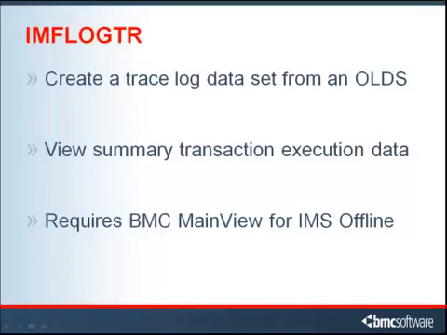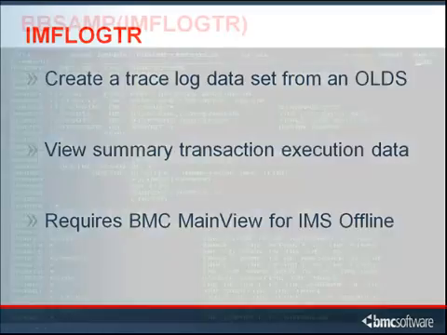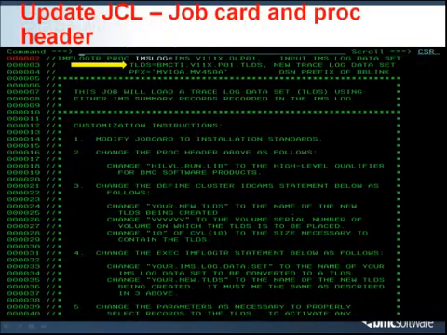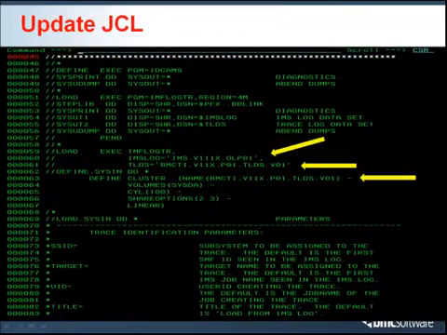To use the log trace feature, you must have BMC MainView for IMS offline installed and running. You can find the JCL for the log trace in the sample library member IMFLOGTR. You can specify trace identification, filtering, and exception filtering parameters in the LOADSYSN DD statement. Update the sample JCL by altering the job card and proc header to include the prefix of your BBLINK library, and specify the OLDS name and the new trace log dataset name with the IMFLOGTR program.